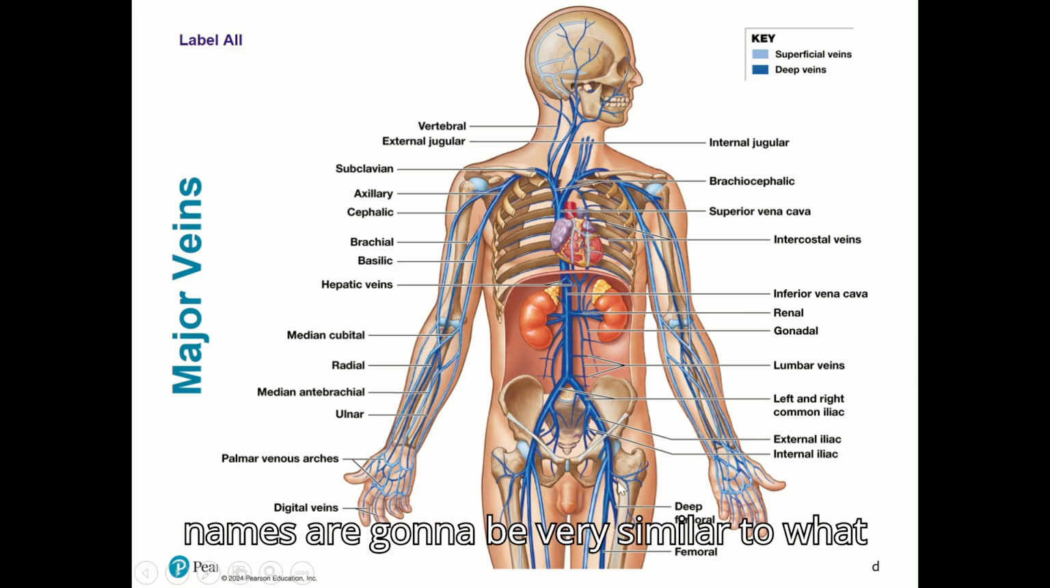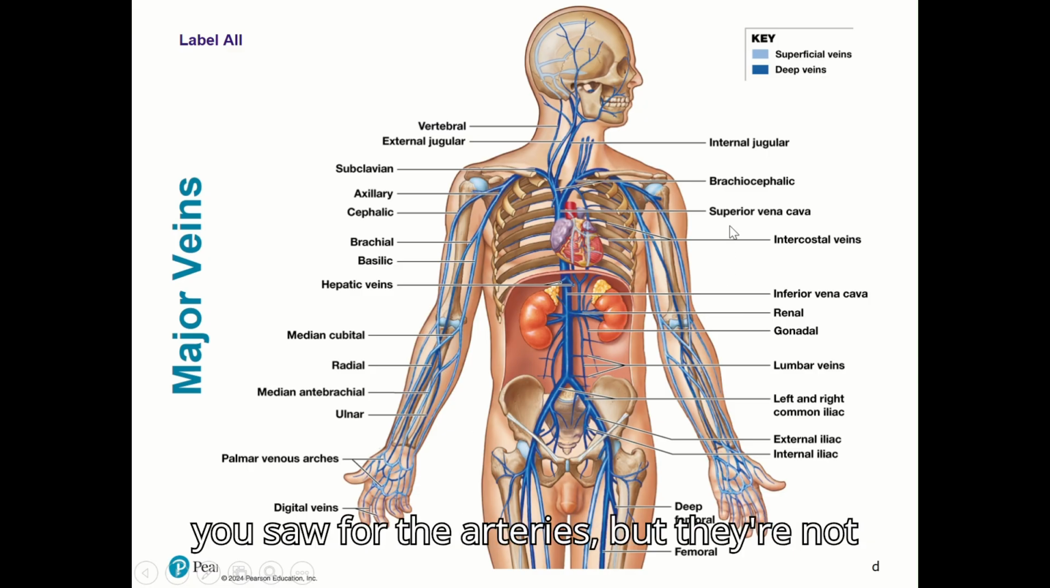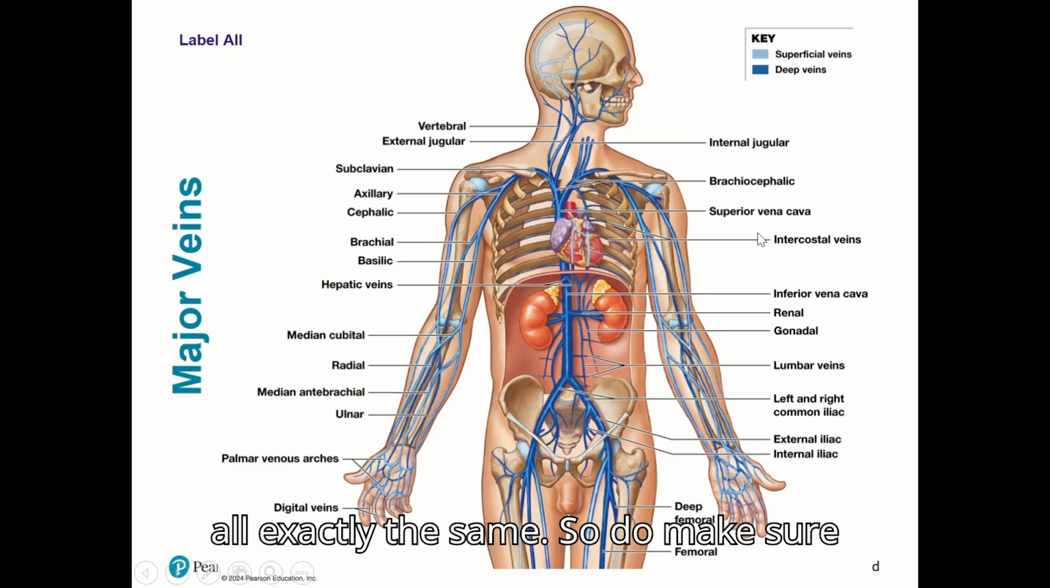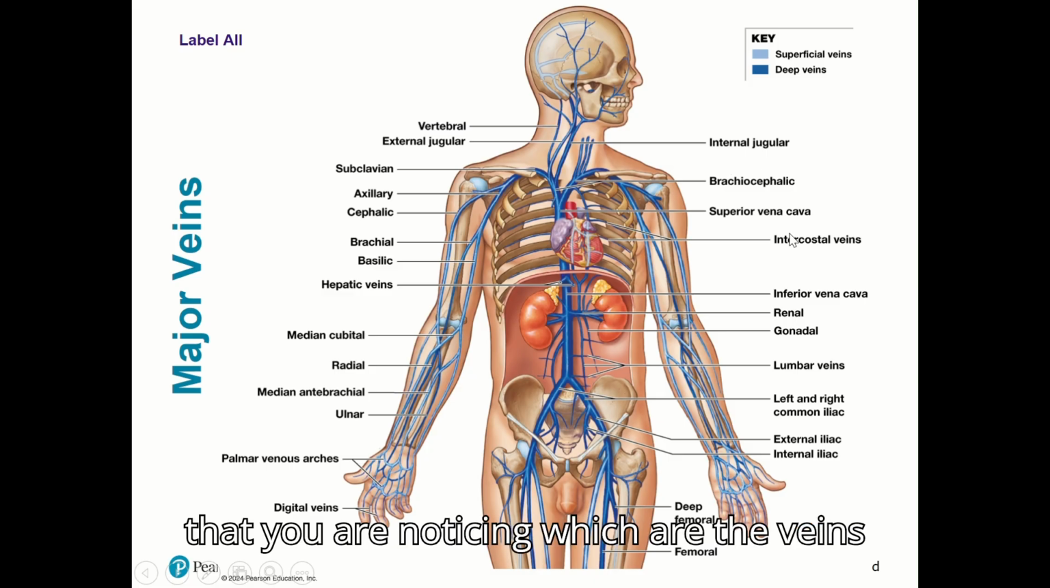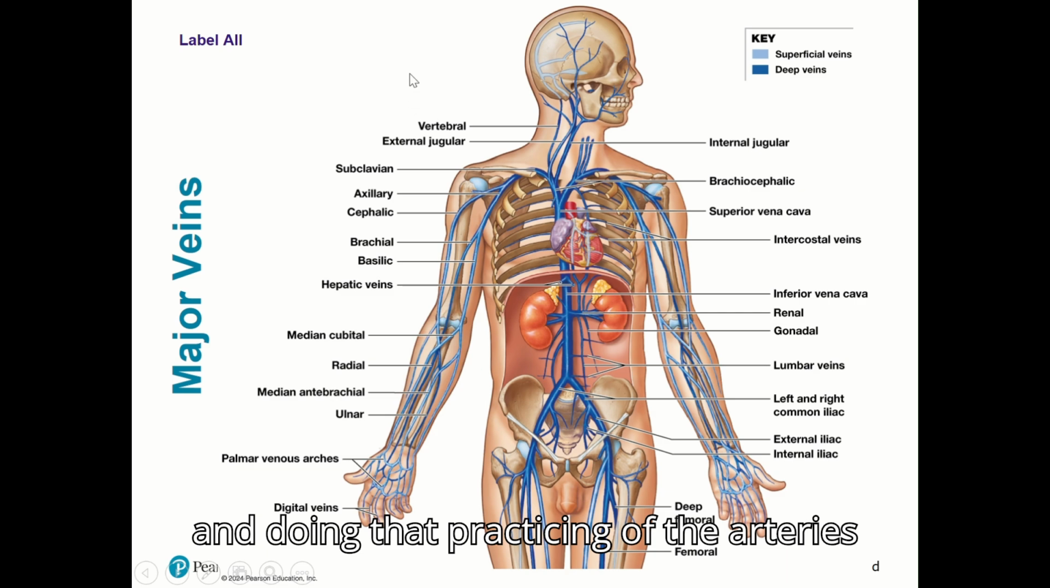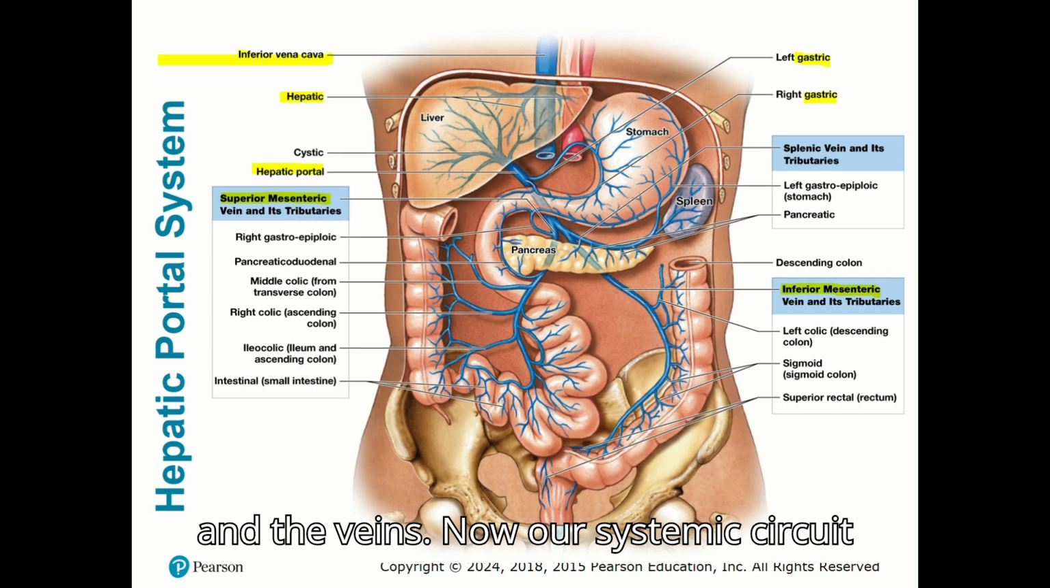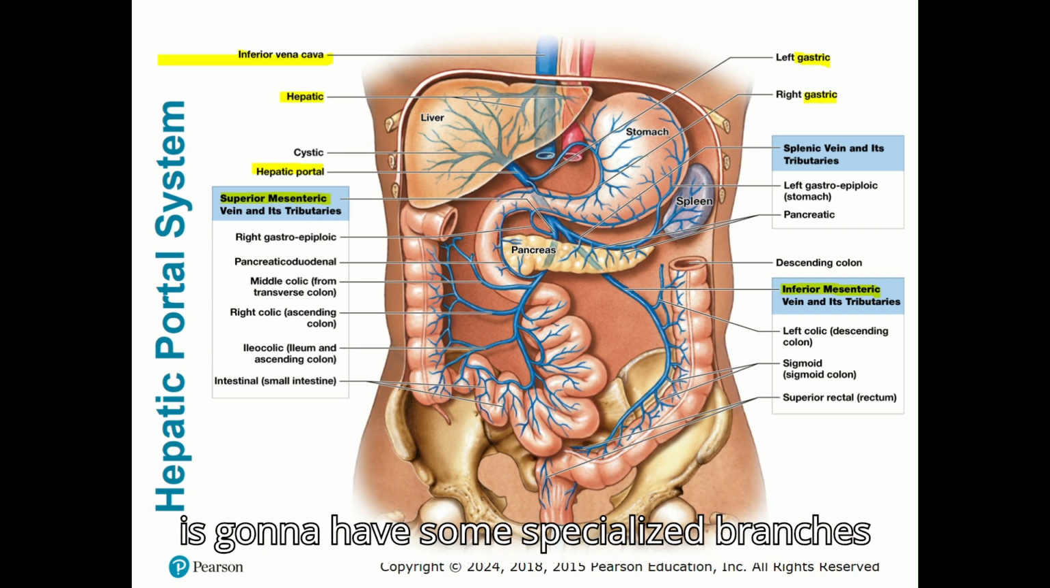A lot of these names are going to be very similar to what you saw for the arteries, but they're not all exactly the same. So do make sure that you are noticing which are the veins and doing that practicing of the arteries and the veins. Now, our systemic circuit is going to have some specialized branches within it.